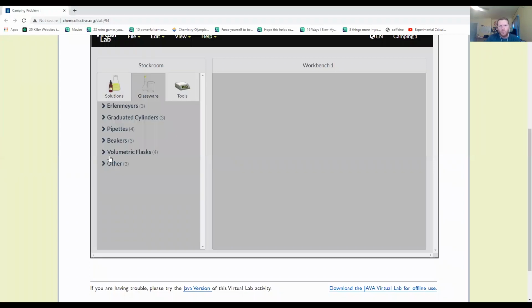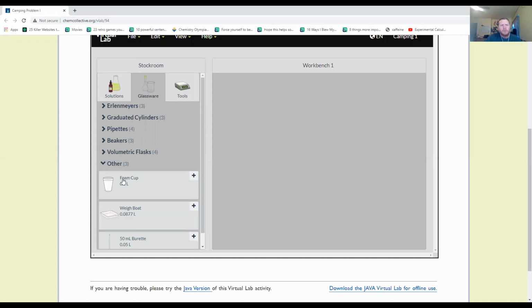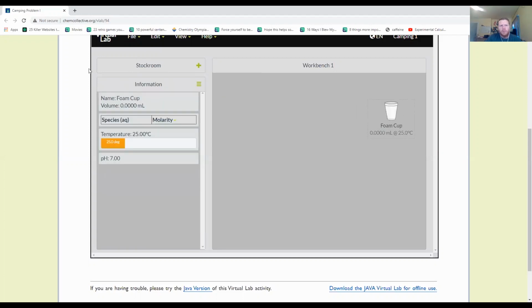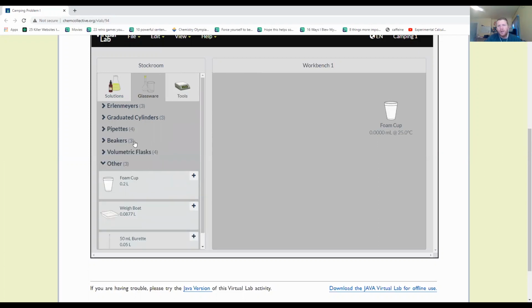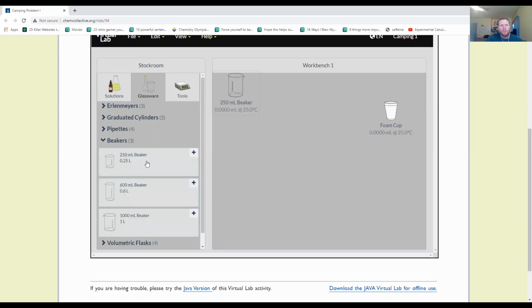to get a piece of glassware, and there's a couple of things that we want to look at here. I'm just going to do this as a comparison. This isn't exactly a part of your procedure, but I'm going to get a foam cup and I'm going to get a 250 ml beaker. Okay, and we're going to do a little bit of a comparison here.